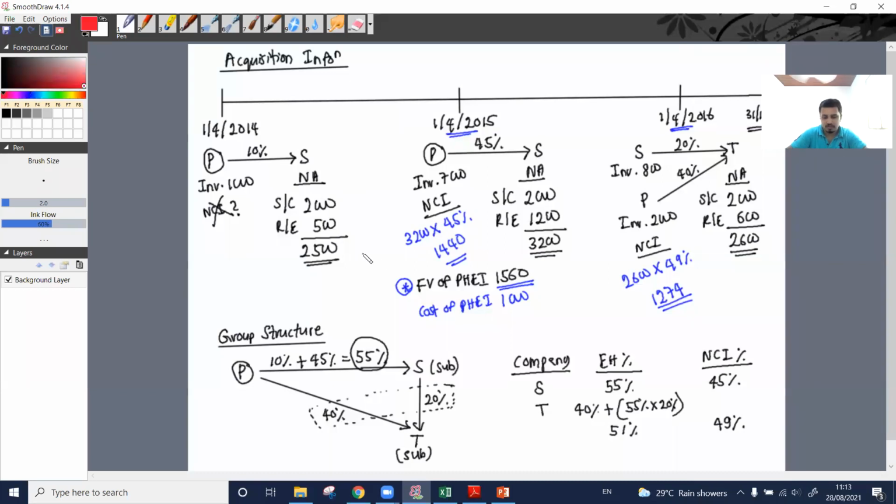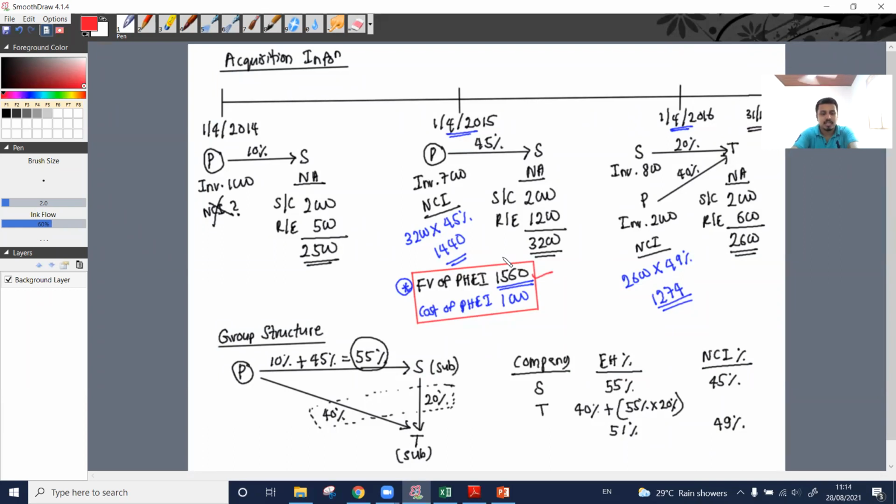So the only new thing here is this. We have already had an equity interest in S Limited previously, and when it becomes a subsidiary for us, we have to determine the fair value of that previously held equity interest, and it is found to be 1,560. That is the only new additional thing that you have met in this sum.